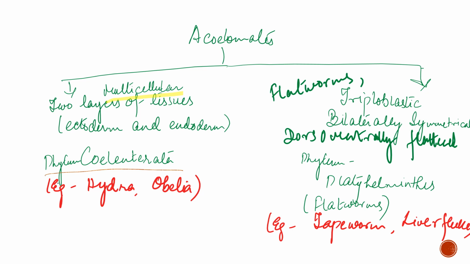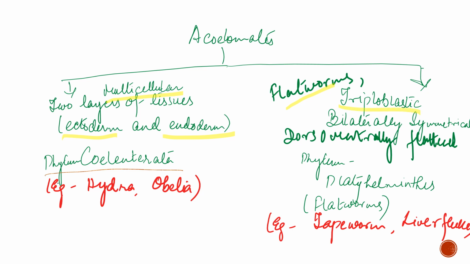So these multicellular organisms in acoelomates, the first part, have ectoderm and endoderm both, that is, they are diploblastic. So they have two layers of tissues, ectoderm and endoderm, and this is the phylum Coelenterata. Another part is the flatworms, the second category, and they have three embryonic layers, that is triploblastic.